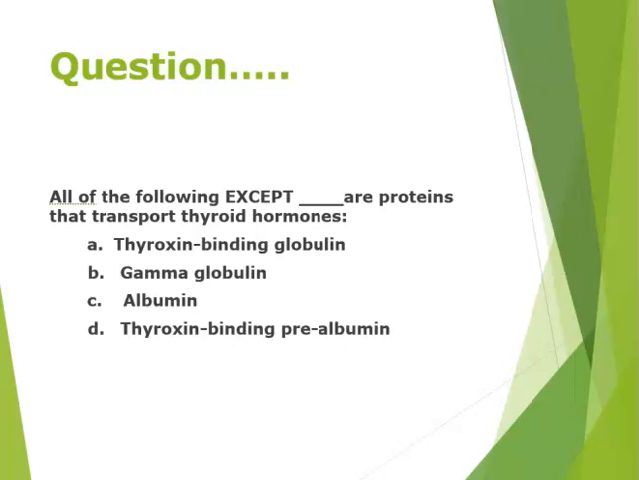All of the following except blank are proteins that transport thyroid hormones. Pause the video, try to answer it on your own before you go on and get the correct answer. Is it A, B, C, or D? The correct answer is B, gamma globulins. They do not transport thyroid hormones.